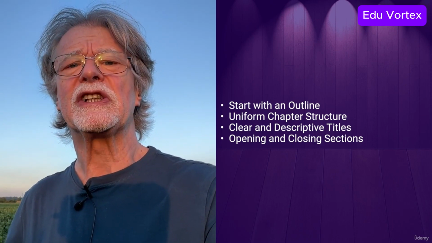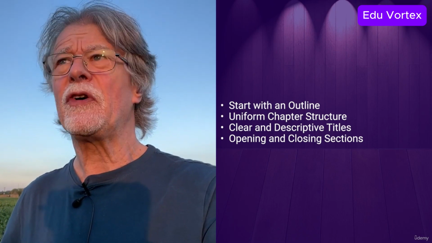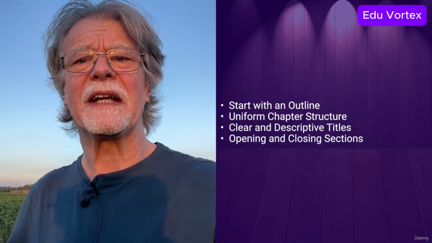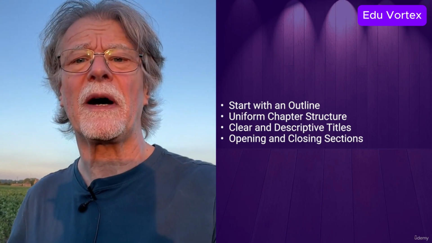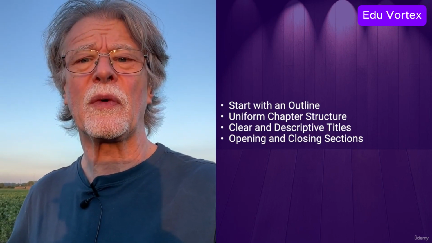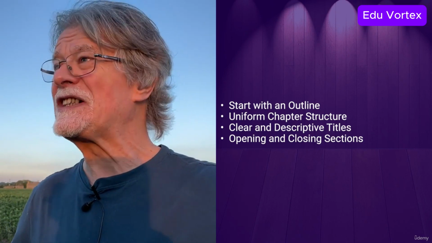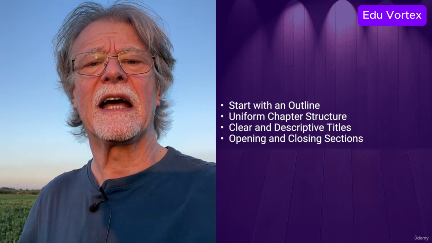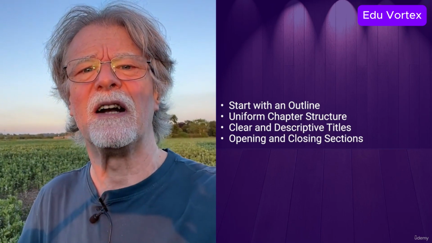A uniform chapter structure. Aim for a consistent structure across chapters. This could mean starting each chapter with an anecdote followed by analysis, then concluding with key takeaways. Consistency helps readers understand what to expect and aids in smoother navigation through the book.